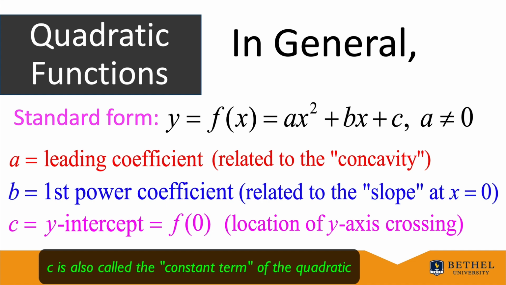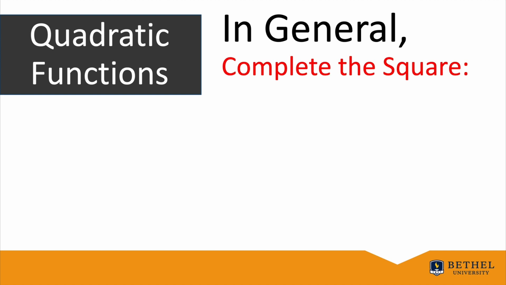This is the location of where the graph of f crosses the y-axis. What's the general approach for completing the square? Let f of x equal ax squared plus bx plus c. The coefficient of x squared is a, which we're assuming to be non-zero.